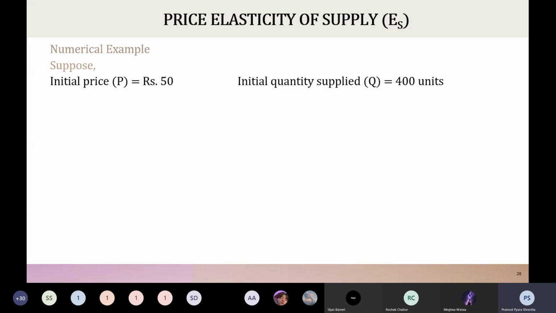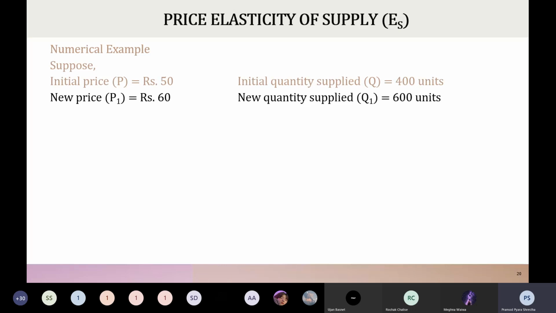Suppose the initial price is rupees 50 and the initial quantity supplied is 400 units. When price rises to rupees 60, then the new quantity supplied is 600 units, because of the positive relationship between price and quantity supplied as stated by the law of supply. As you have already studied in grade 11, the law of supply tells us that the higher the price, the higher will be the quantity supplied. So price has increased from 50 rupees to 60 rupees and quantity supplied from 400 units to 600 units.